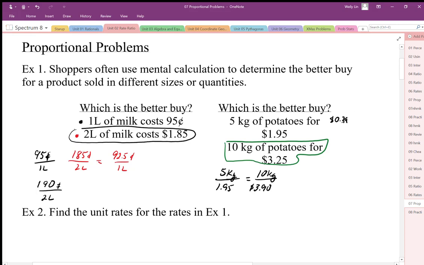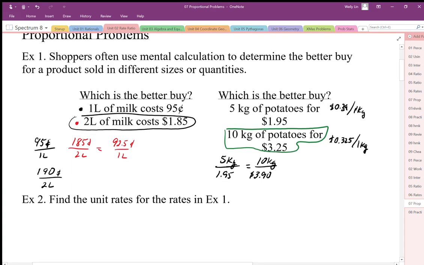0.39 per 1 kilogram. So there's my unit rate. I can divide $3.25 by 10 kilograms. Here I get 0.325 or about 32.5 cents for 1 kilogram. So I can compare the unit rates. And again, in either case, we can see that the 10 kilograms is the better buy.